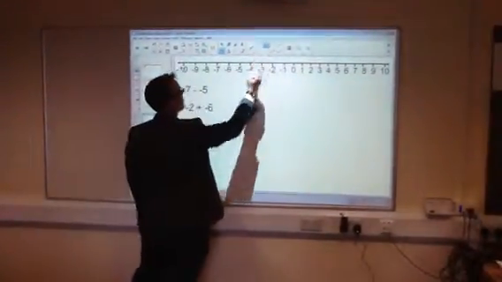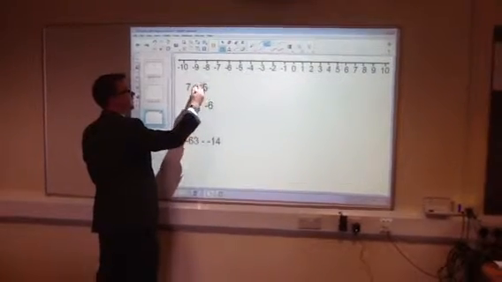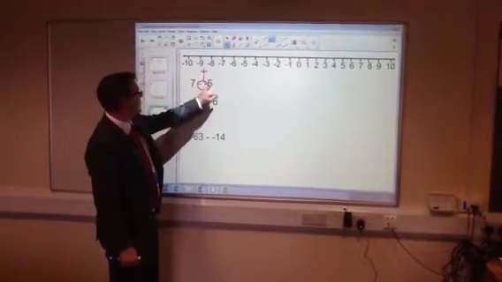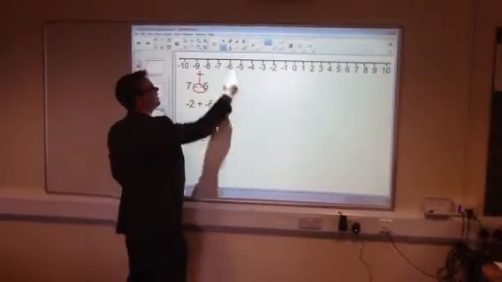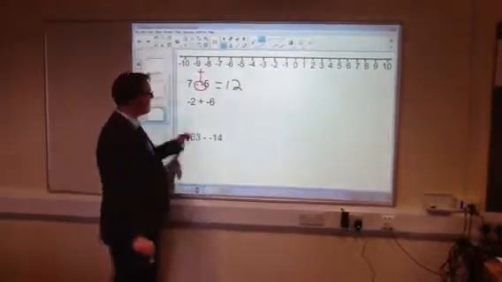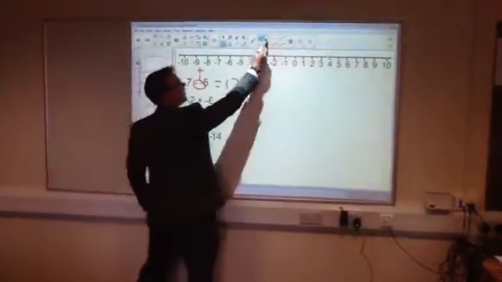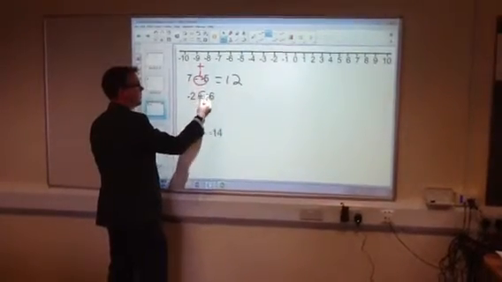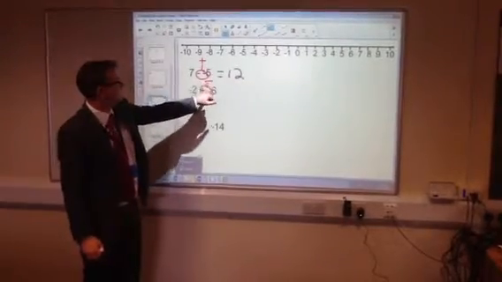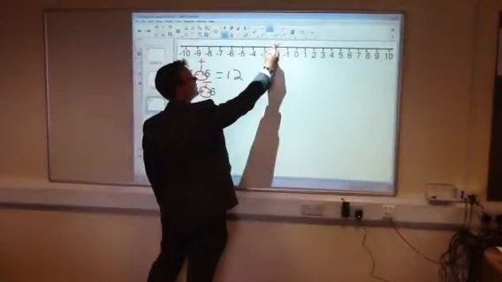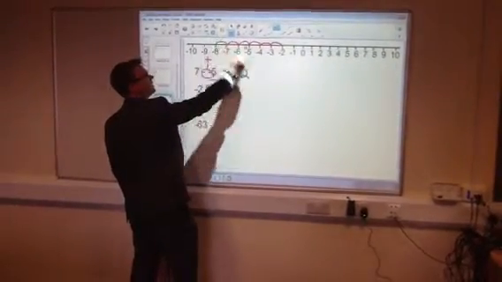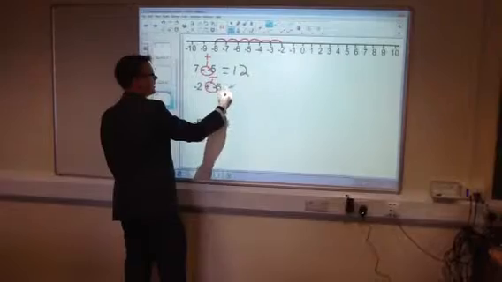Just to remind everyone, when we've got two negatives together, they go together to form a plus. So instead of doing 7 take away negative 5, we're actually doing 7 plus 5. You're not going to use a number line for that one. 7 plus 5 is 12. The second one, we've got a plus and a negative, so those two go together, and when we've got a difference in symbols, it's a minus. Minus 2 take away 6: start with minus 2, 1, 2, 3, 4, 5, 6, and we get minus 8.